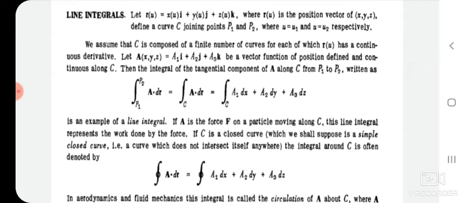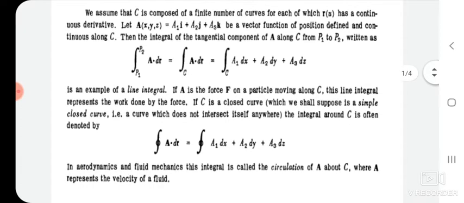Okay. If you want to show a line integral over a closed loop, it is A dot dr or A dot dl. In some books dr can be written in terms of dl also. A dot dl is equal to the line integral over a closed loop of A1 dx plus A2 dy plus A3 dz.